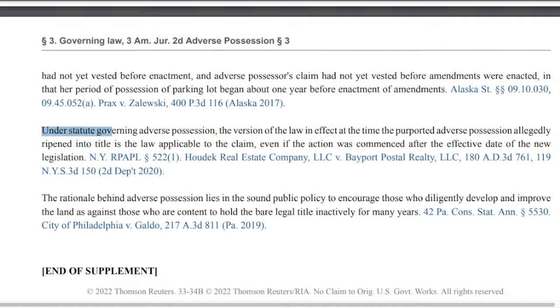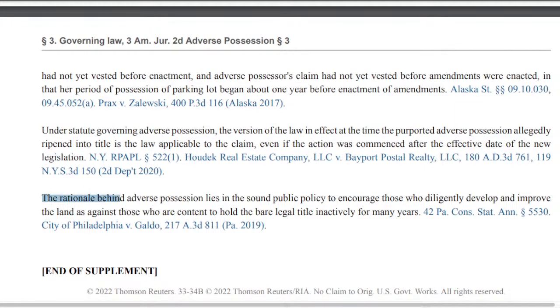Under statute governing adverse possession, the version of the law in effect at the time the purported adverse possession allegedly ripened into title is the law applicable to the claim, even if the action was commenced after the effective date of the new legislation. So, again, 2020, geez. New stuff here. Holding companies, huh? Real estate, postal realty, yeah, of course.